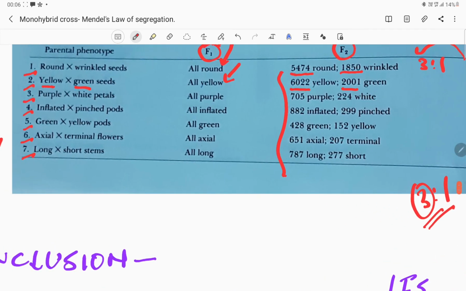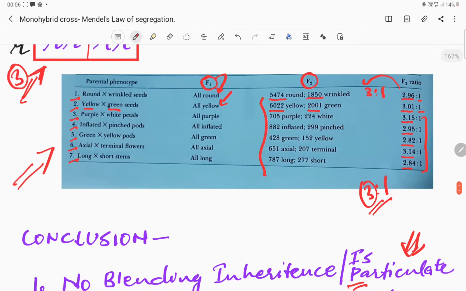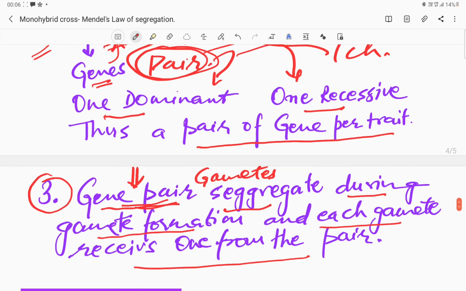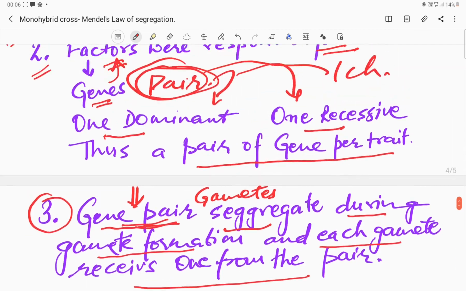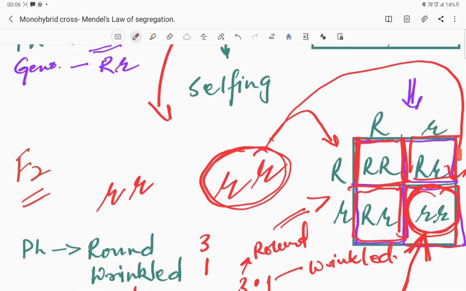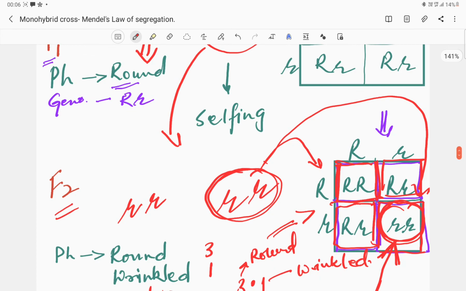I hope that you have understood the law of segregation, what Mendel concluded, what the 3 major conclusions were that he made, and what the law of segregation is in genetics. And rightly so, Mendel is also known as the father of genetics.